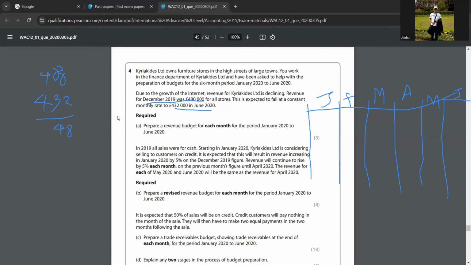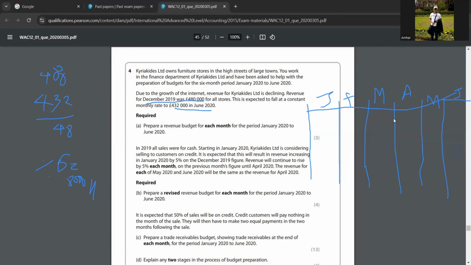After that, now they have 6 months. So 48,000 divided by 6. That will give you 8,000 for 1 month. Did you understand that? Yeah, I understood that. So what you have to do is, for January, 480,000 minus 8,000. Then you will get 472,000. So February, 472,000 minus 8,000. Then you will get 464,000.